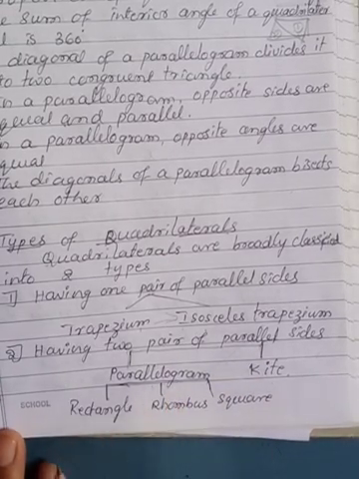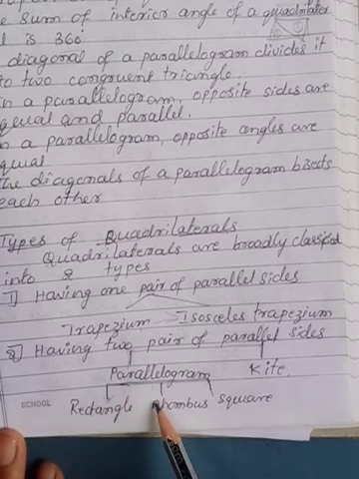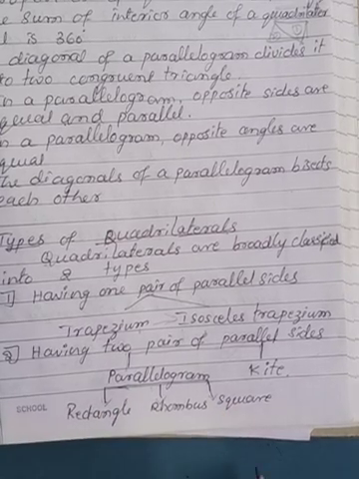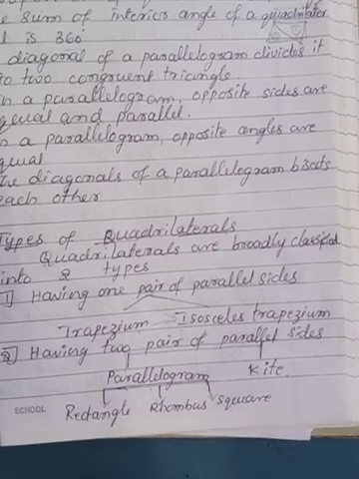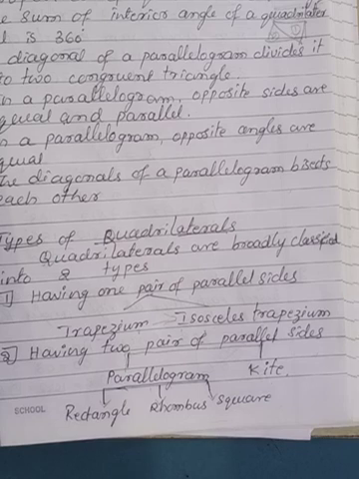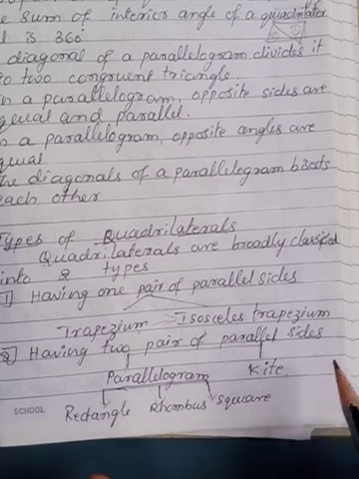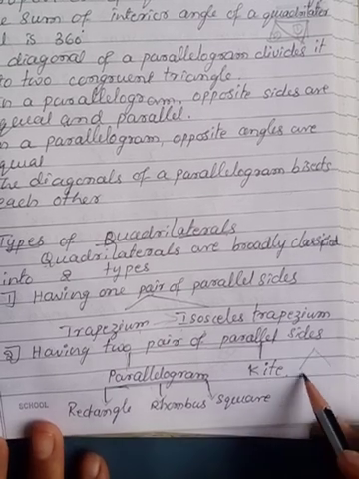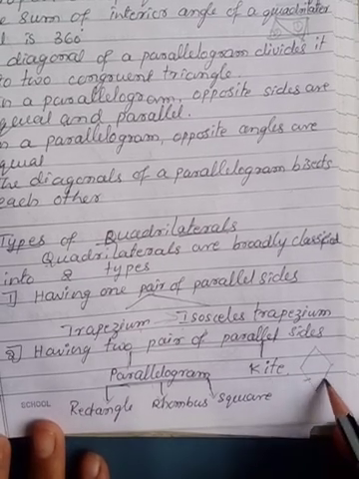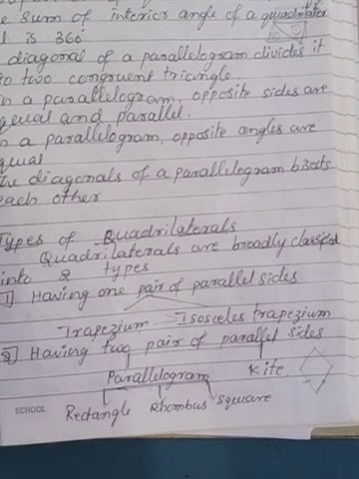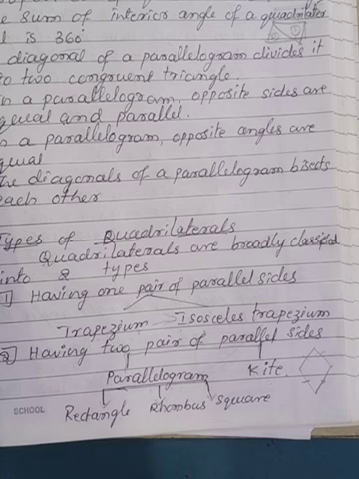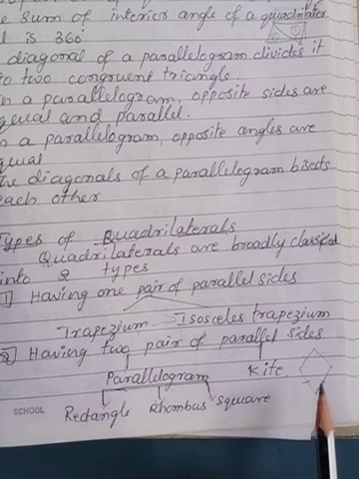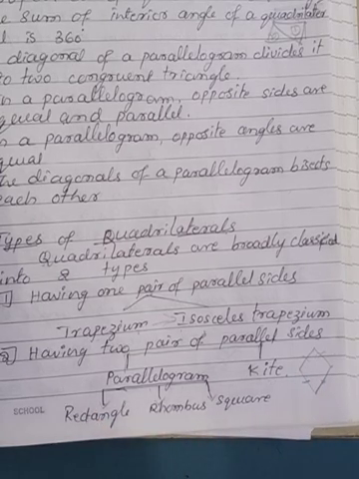In parallelogram again we are having three types: rectangle, rhombus, square. Why do all these come in a parallelogram? Because in all these, opposite sides are equal and parallel to each other. That's why they are special types of parallelogram. Why is a kite not considered here? Because in the kite adjoining sides are equal, but here opposite sides are equal. That's why a kite is different from these.